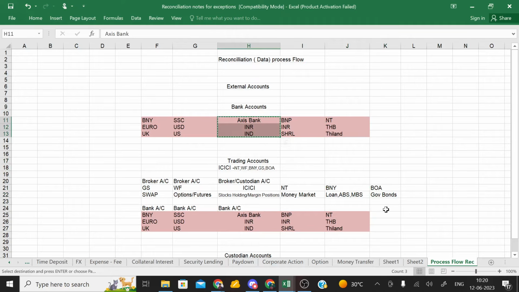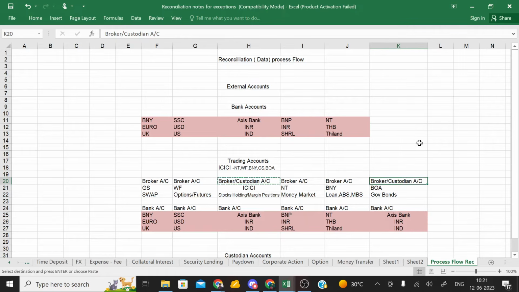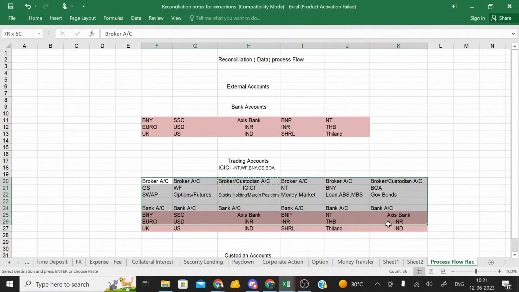Then let's say the fund is bullish with Bank of America, so you will invest in the Indian market. So this is your mapping. It means broker account linked with bank account, broker account linked with bank account. Here you can say broker plus custodian. They'll offer a facility like this.